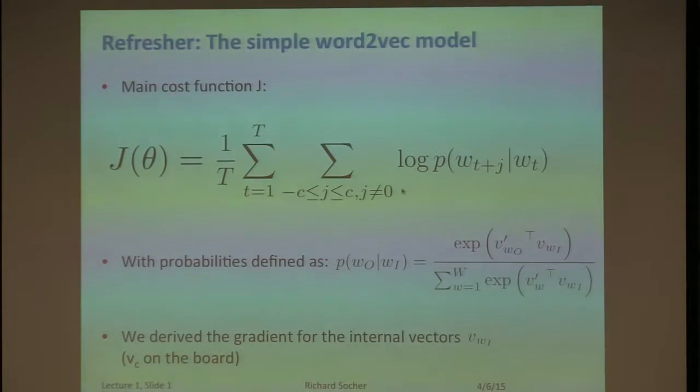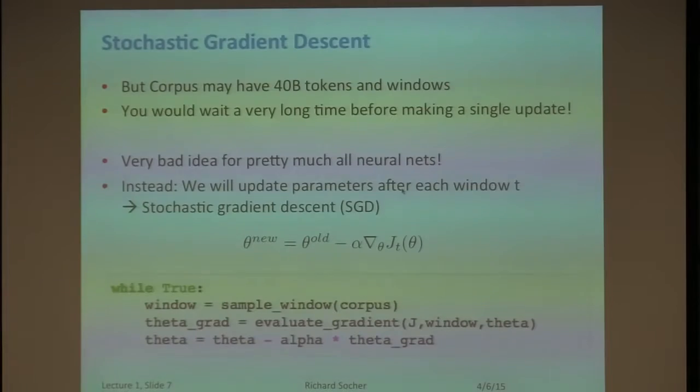Just evaluating that function would take a very long time. Eventually, our corpus will be something like 40 billion tokens. And depending on how large your window size is, that could be hundreds of billions of windows that we'd have to evaluate. So it would take a super long time before we can make a single update step.